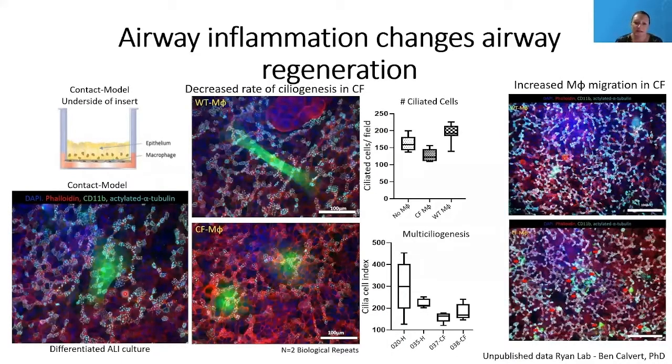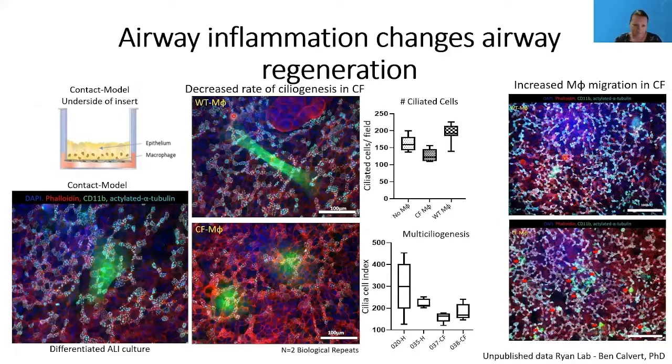We've looked a little bit at how immune cells can impact stem cell differentiation by doing some in vitro studies, looking at basal cell differentiation to the mucociliary airway epithelium. We developed this contact model where macrophages are co-cultured with the epithelium on the basolateral side of the insert. Over time, we're able to see differentiated epithelium, and on the underside, we can see these large flattened CD11b expressing macrophages.